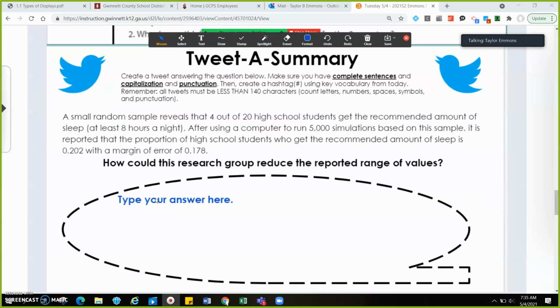A small random sample reveals that 4 out of the 20 high school students get the recommended amount of sleep, at least 8 hours a night. After using a computer to run 5,000 simulations based on this sample, it's reported that the proportion of high school students who get the recommended amount of sleep is 0.202, with a margin of error of 0.178. So how could this research group reduce the reported range of values? So how can they reduce that variability? How do you reduce variability?